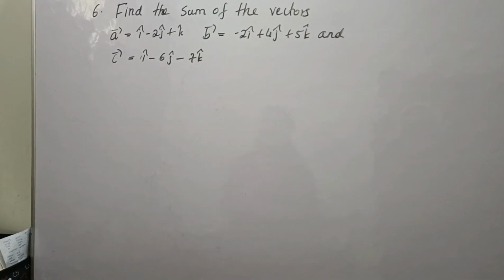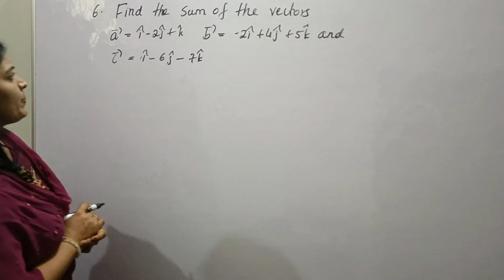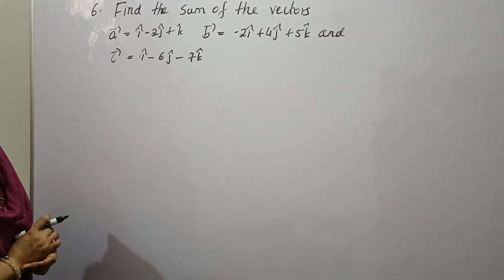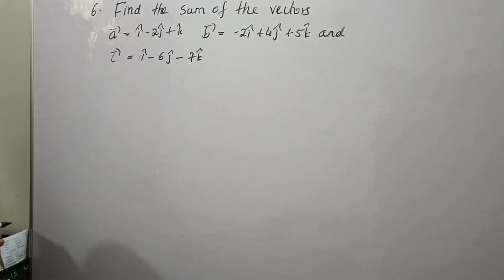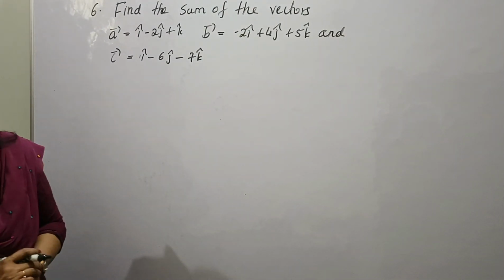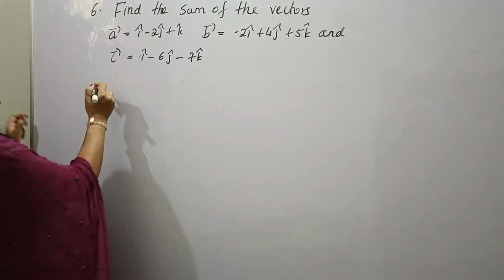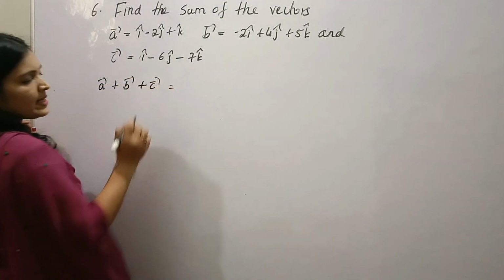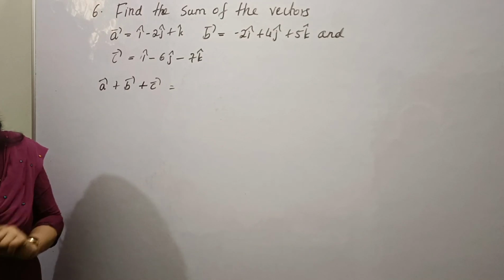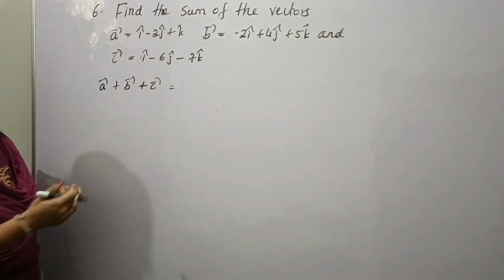Find the sum of the vectors. Vector A is equal to i minus 2j plus k. Vector B is equal to minus 2i plus 4j plus 5k. And vector C is equal to i minus 6j minus 7k. So here how to add? Vector A plus vector B plus vector C is obtained by adding corresponding coefficients of i, j, k, right?